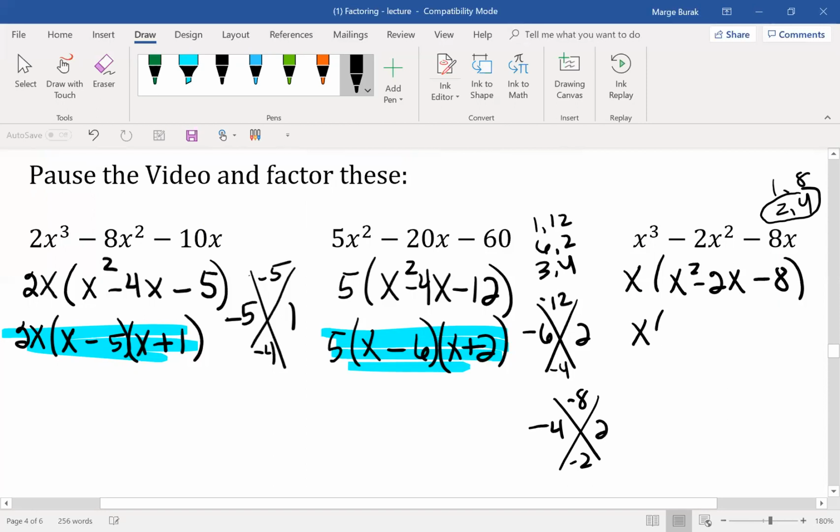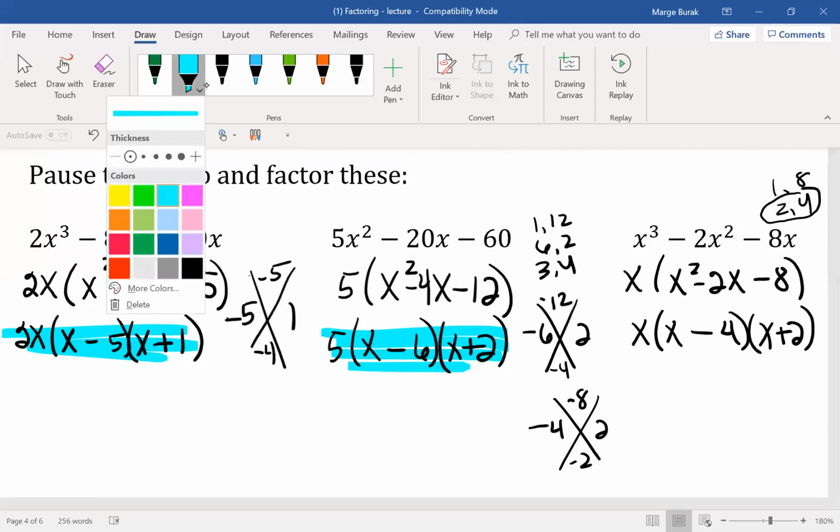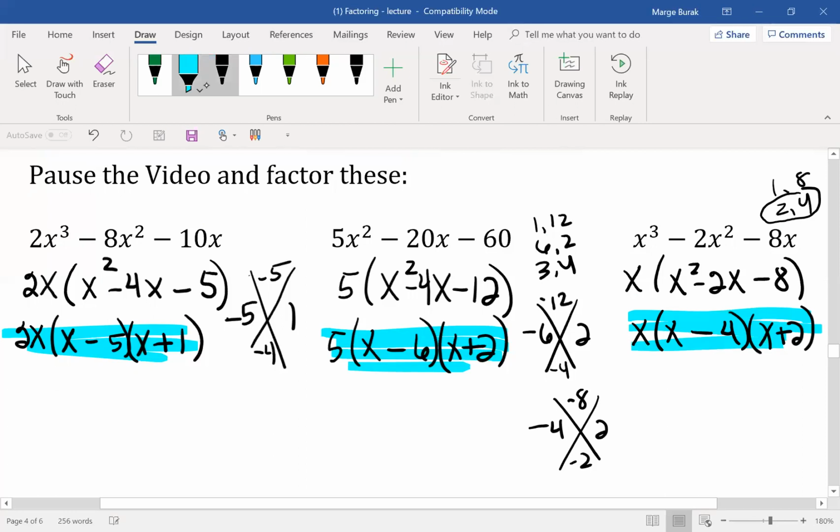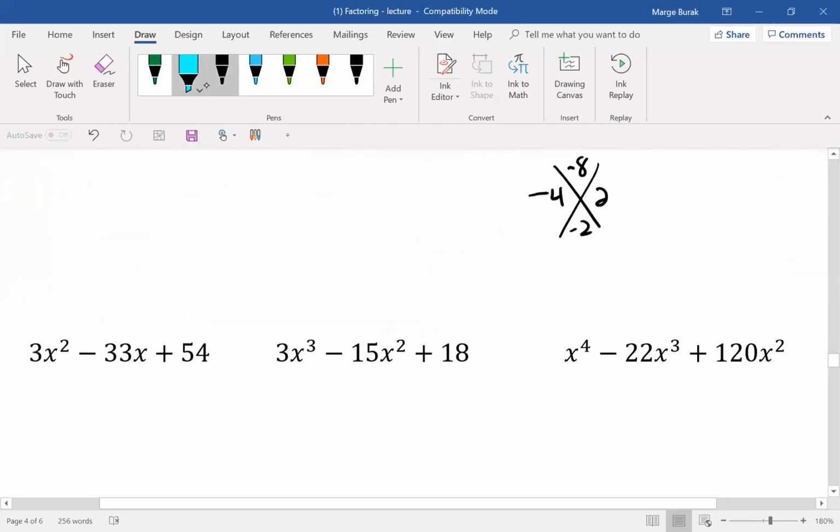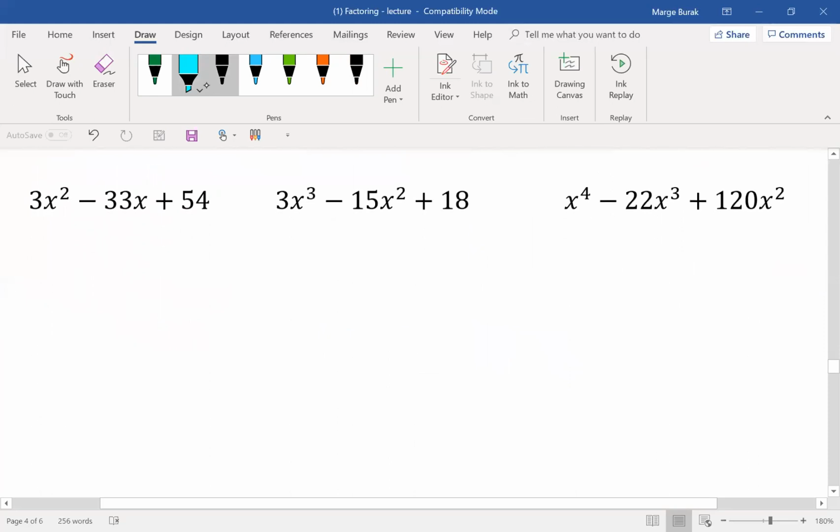So I have 3 factors again. And we've got a 4 times 2. The 4 is negative, the 2 is positive. And again, if I wanted to, I could multiply those up and see that indeed they do work. Okay. Here's 3 more if you'd like to pause the video.